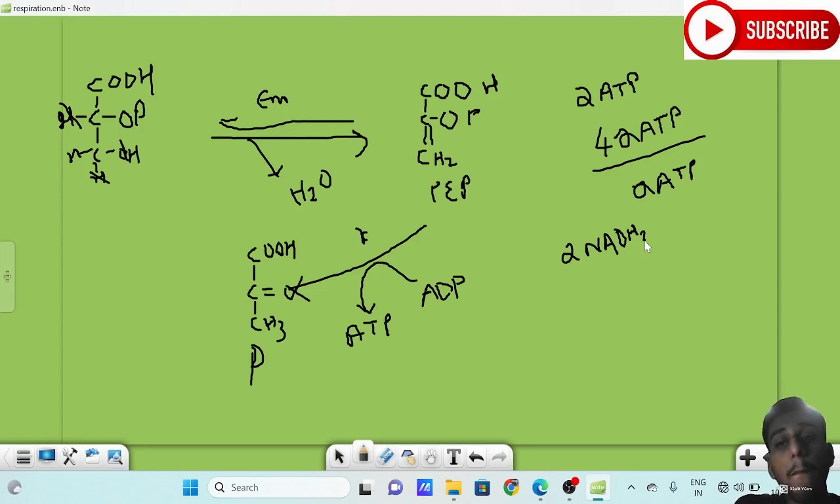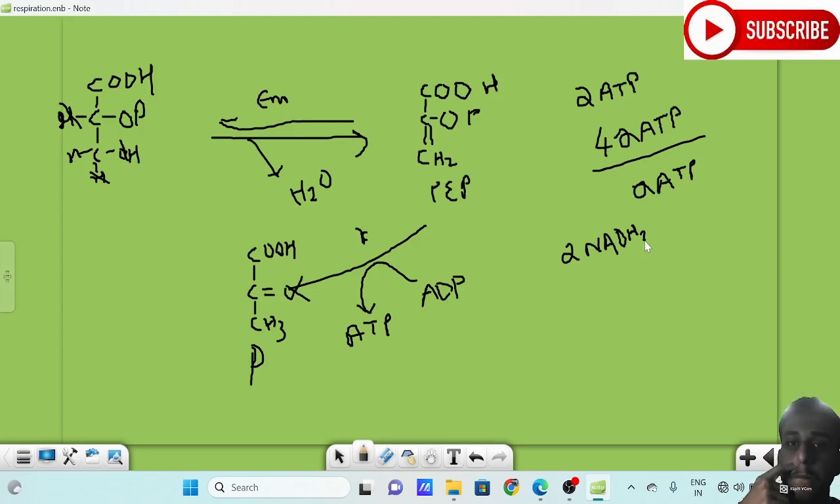Actually, glycolysis is an anaerobic process, anaerobic metabolism. Why am I saying glycolysis is an anaerobic process? Because in glycolysis there is no need of oxygen. Glycolysis happens in the absence of oxygen. So I can say that glycolysis is an anaerobic process.